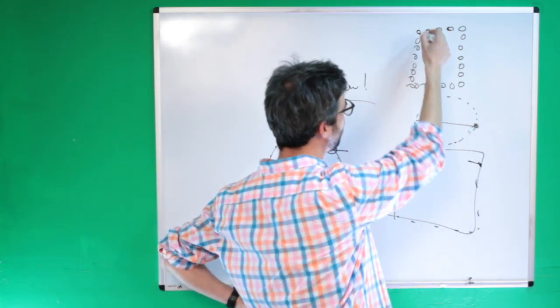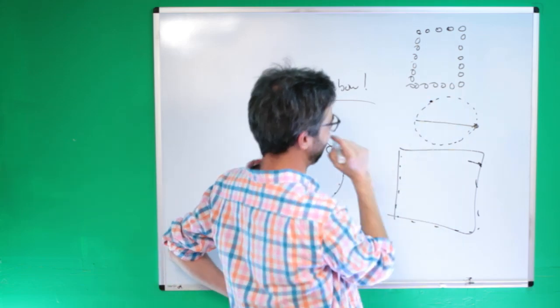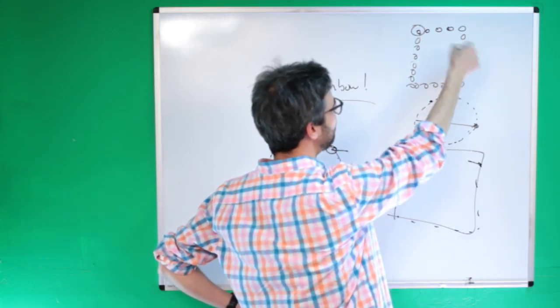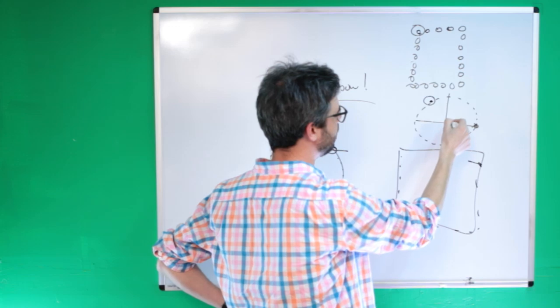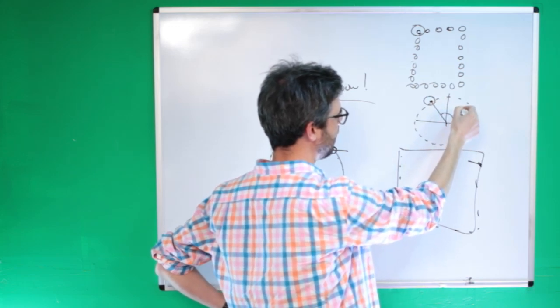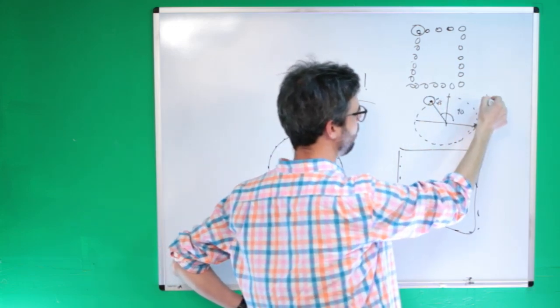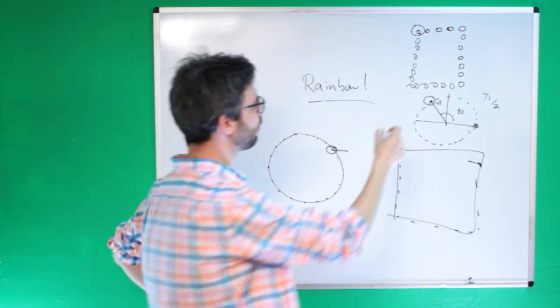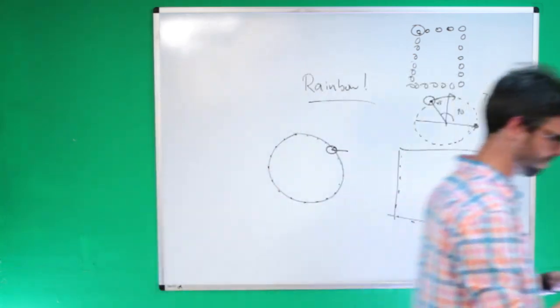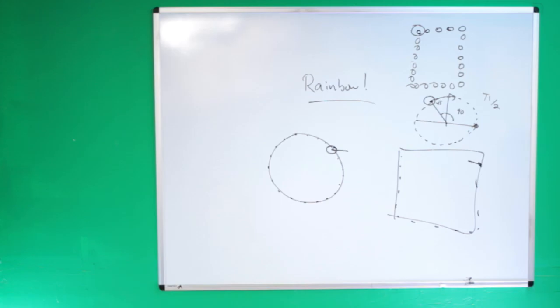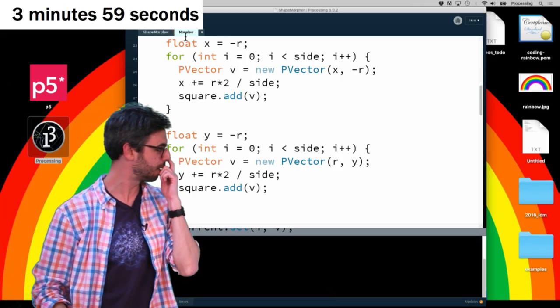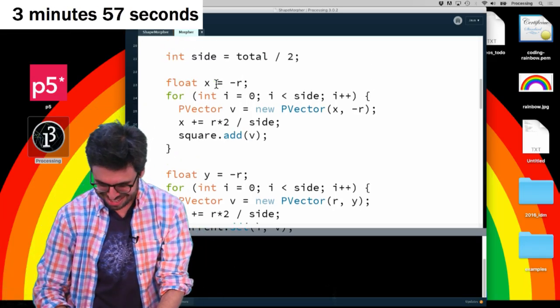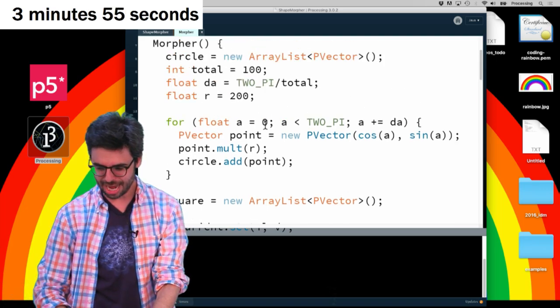But ultimately, what I want is probably to start over here. So I want to start over here, which is, what angle is that? That's like 90 degrees plus 45 degrees. 90 degrees is like pi divided by 2. So it's like 3 pi over 4. So I want to start at 3 pi over 4, and I want to go that way. So let's see if I can make that work. So much time.